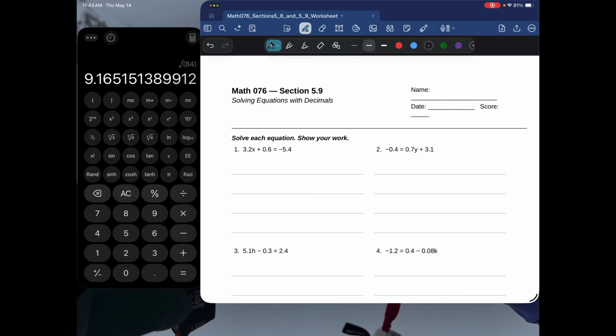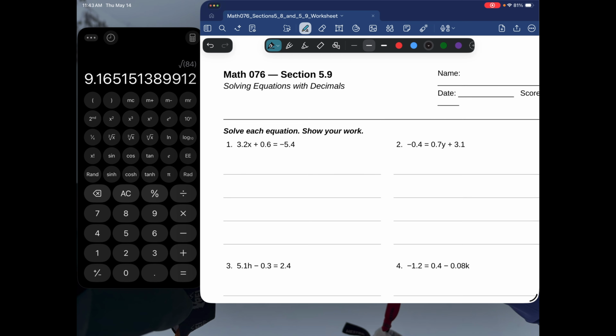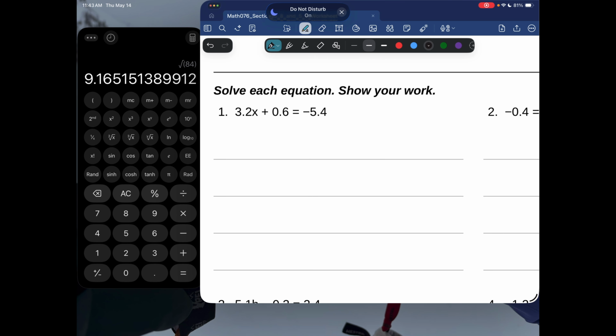Hello and welcome to 5.9 Solving Equations with Decimals. Okay, we're doing this. We are just solving regular equations, but instead of whole numbers, they have decimals. So we're not going to let that scare us.